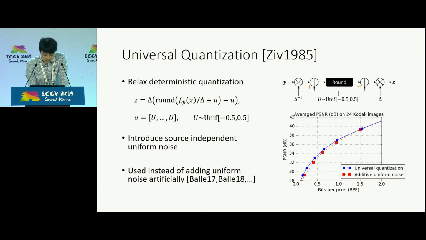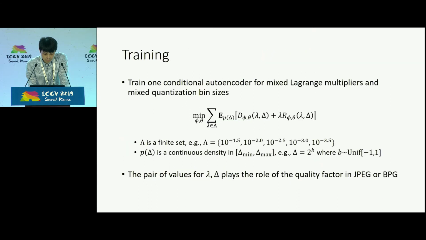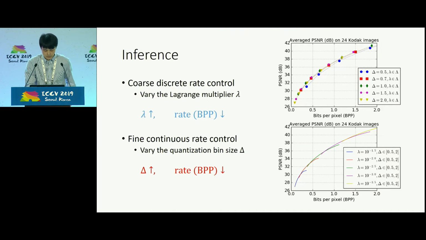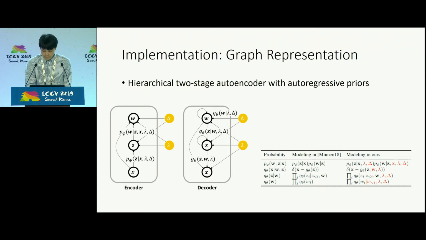And we actually train one conditional model for mixed Lagrangian multipliers and mixed bin sizes. And here the pair of values for lambda and delta plays the role of the quality factor as in JPEG or BPG. So at inference time, the coarse discrete rate adaptation is done with varying lambda, and fine continuous rate control is done with varying delta. We implemented this idea with a hierarchical two-stage autoencoder with autoregressive priors.